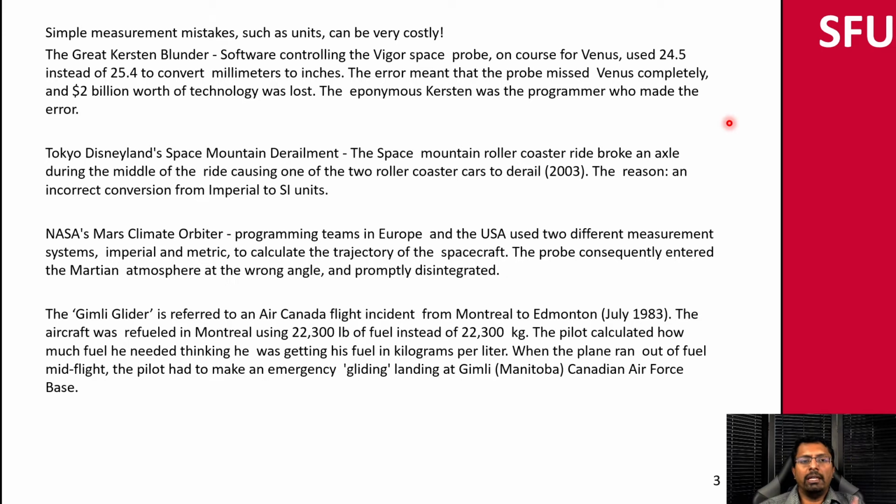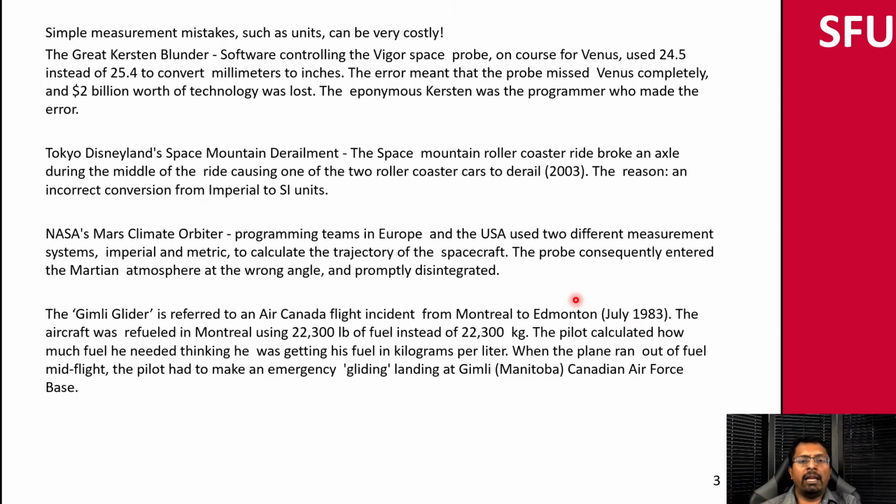The programmer made a crucial error, and it basically led to a $2 million loss. Then you have the Tokyo Disneyland Space Mountain derailment, which was again an incorrect conversion from imperial to SI units. And I'm not sure if you have already heard about the NASA Mars Climate Orbiter, a while back, not the recent one. Again, there was an issue with converting the thrust between imperial and metric units, which caused the orbiter, instead of orbiting Mars, to basically slam into it.